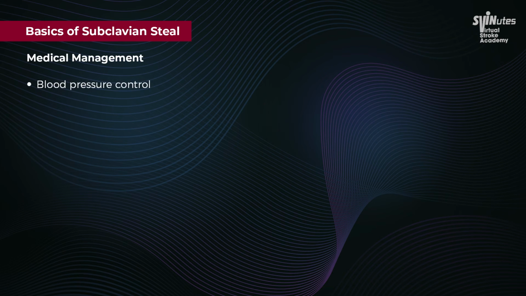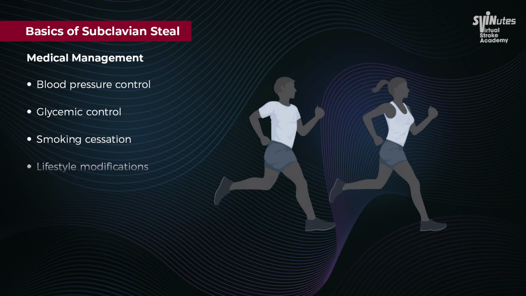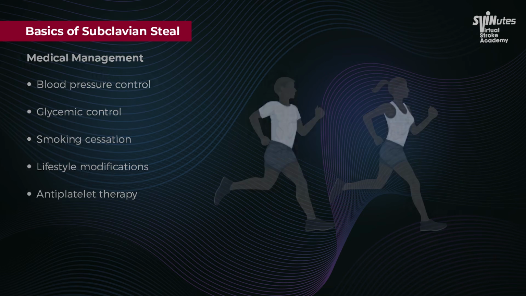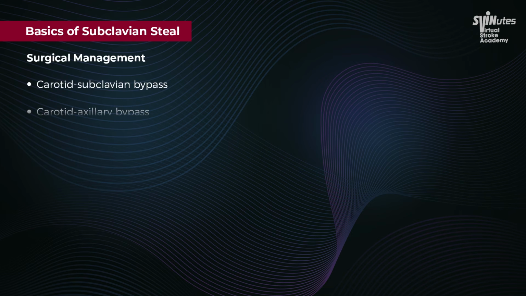Regarding medical management of subclavian steal syndrome, if the stenosis is caused by atherosclerotic disease, patients would benefit from secondary preventative measures to control vascular risk factors, including blood pressure control, smoking cessation, glycemic control, and lifestyle changes. Antiplatelet therapy may be warranted in atherosclerotic causes of subclavian artery stenosis as well. Most cases of subclavian stenosis are asymptomatic, but severe symptomatic cases may require surgical intervention.